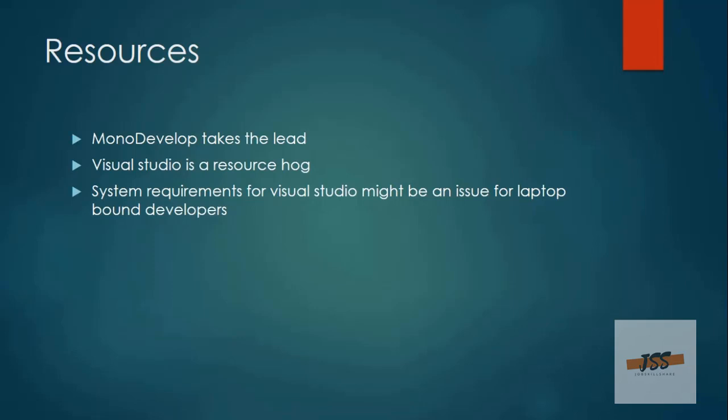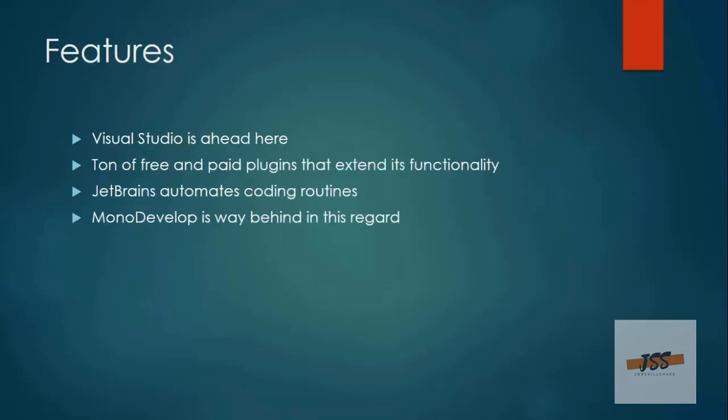If we talk about features, Visual Studio wins comfortably. It has a ton of free and paid plugins that really extend its functionality. A popular example is JetBrains ReSharper, which is used to automate your coding routines, while MonoDevelop is way behind. Nevertheless, if you can't name a single external plugin you need, you should be just fine with MonoDevelop.